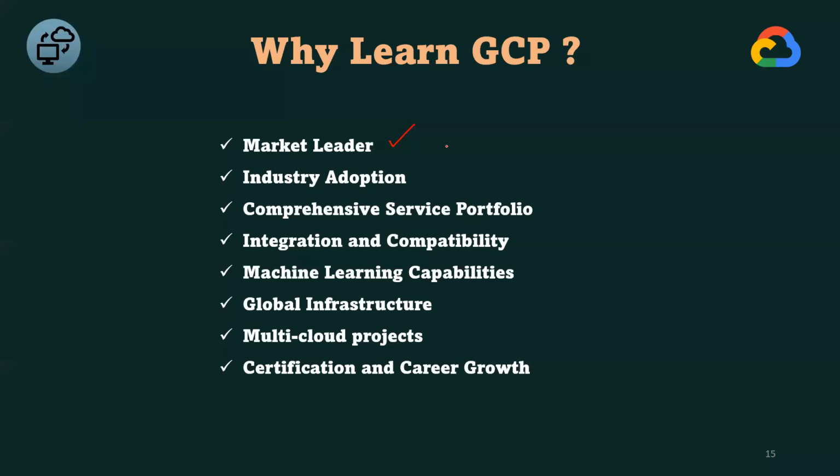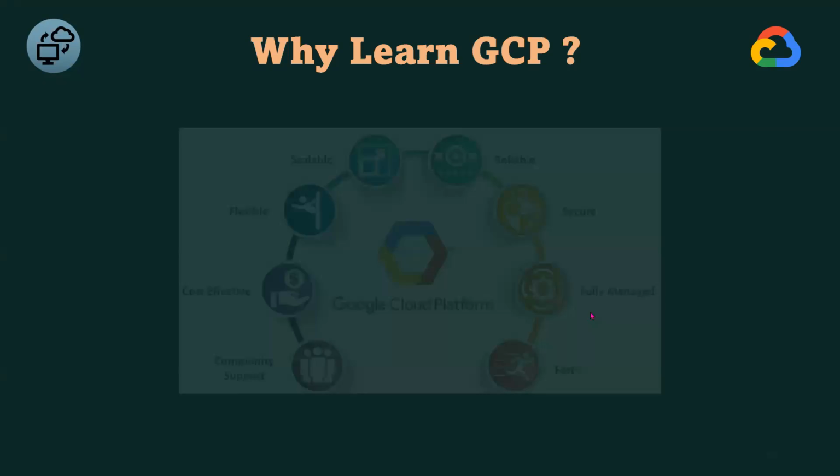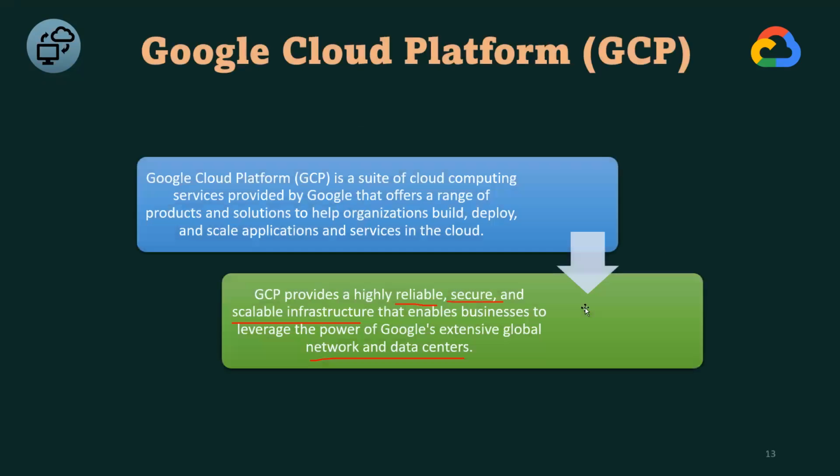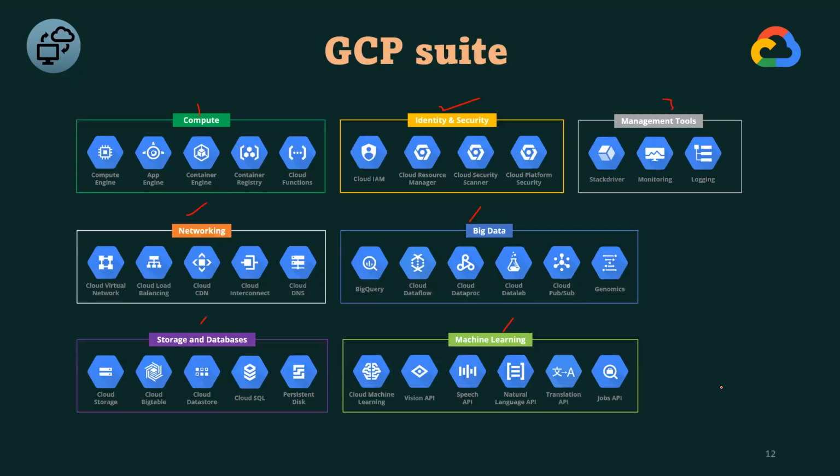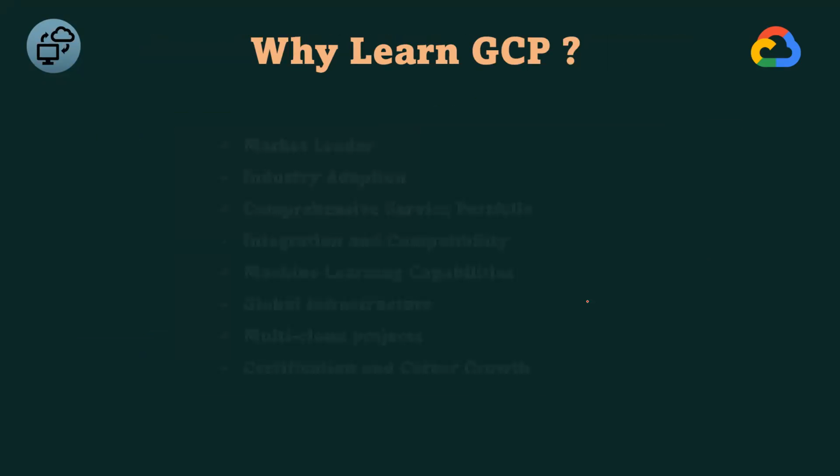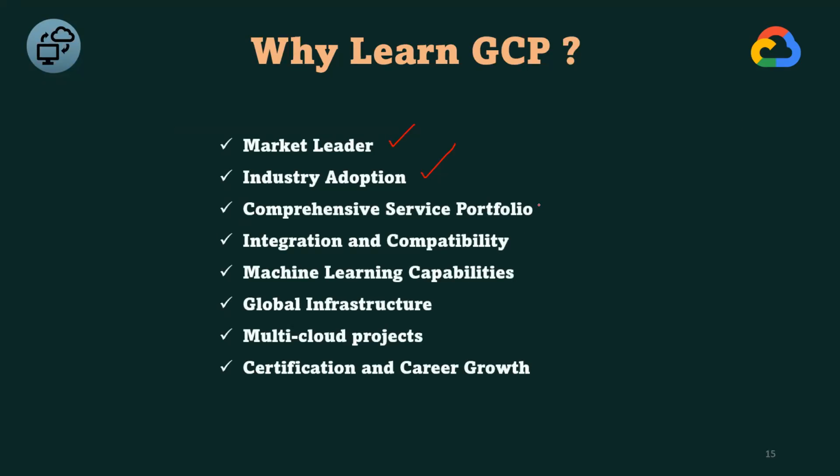And one more thing, it has a comprehensive service portfolio. As I was telling you already, if you look back, this is the comprehensive service portfolio. These many services the Google Cloud Platform is already providing you guys. Then comprehensive service portfolio, integration and compatibility. This is very important, right?